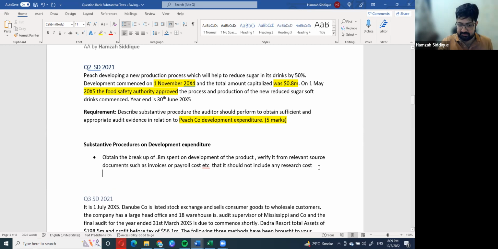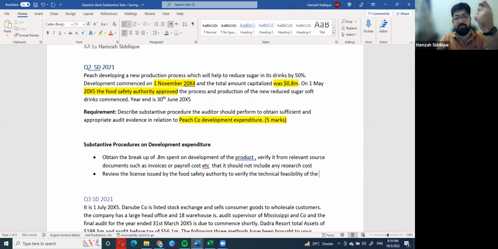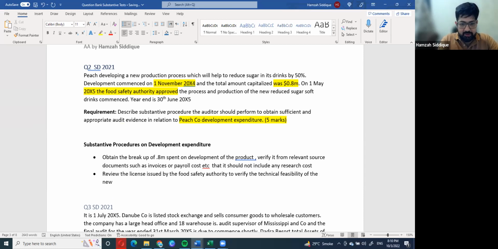Next. The next point is, we will review the license issued by the Food Safety Authority to verify the technical feasibility. The license is for technical feasibility of the new drinks. Yes.